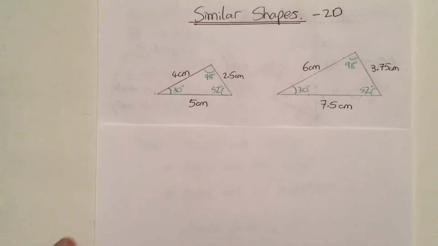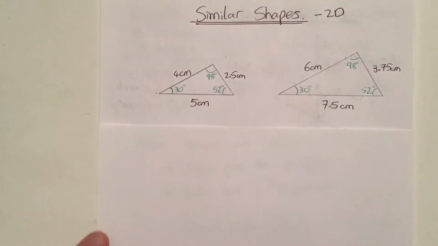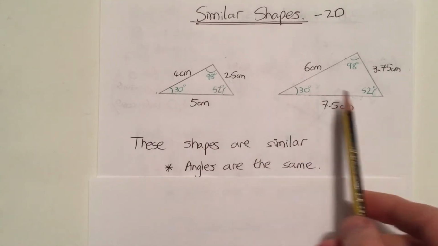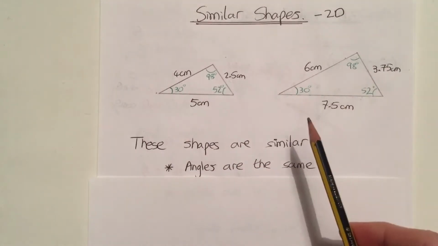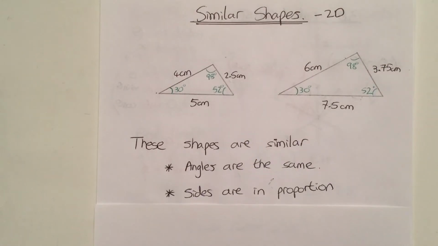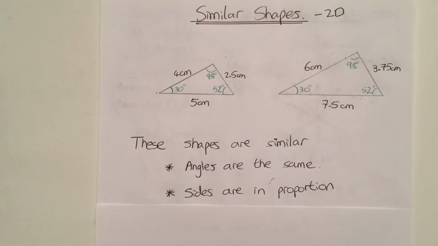This video is about similar shapes. These two shapes are similar. They are similar because they have the same angles, 30, 30, 52, 52, 98, 98. So the angles are exactly the same, which means that all of the sides are in proportion.